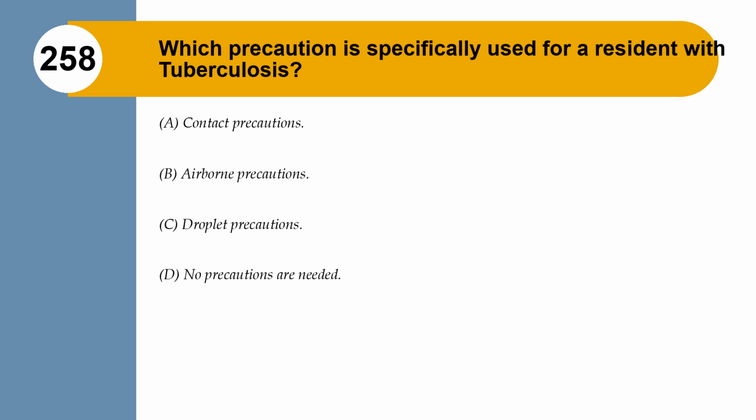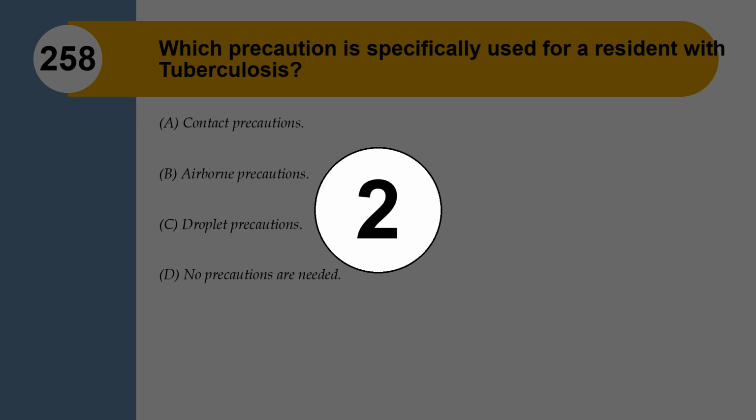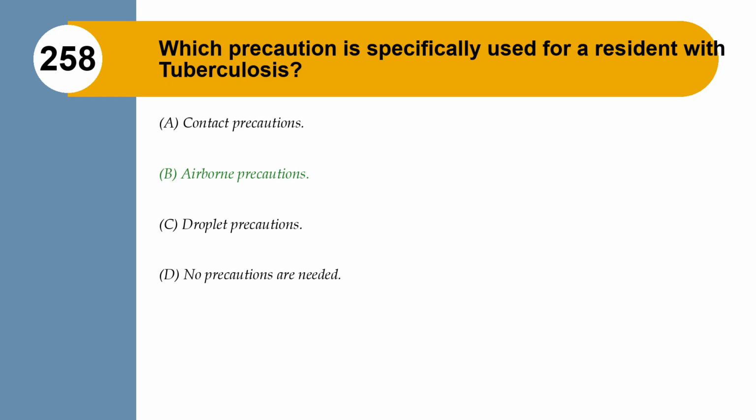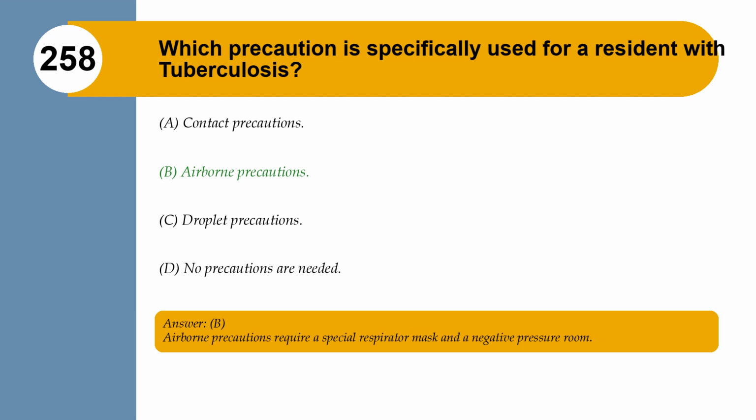Question 258. Which precaution is specifically used for a resident with tuberculosis? Option A. Contact precautions. Option B. Airborne precautions. Option C. Droplet precautions. Option D. No precautions are needed. The correct answer is option B. Airborne precautions. Explanation. Airborne precautions require a special respirator mask and a negative pressure room.